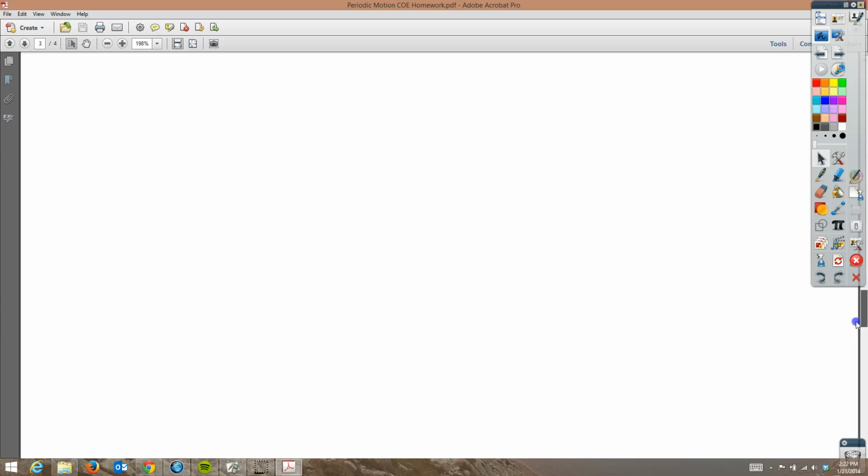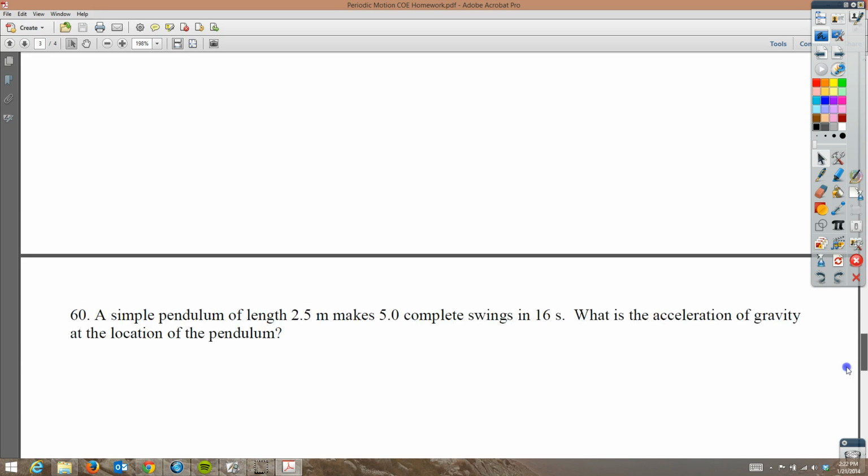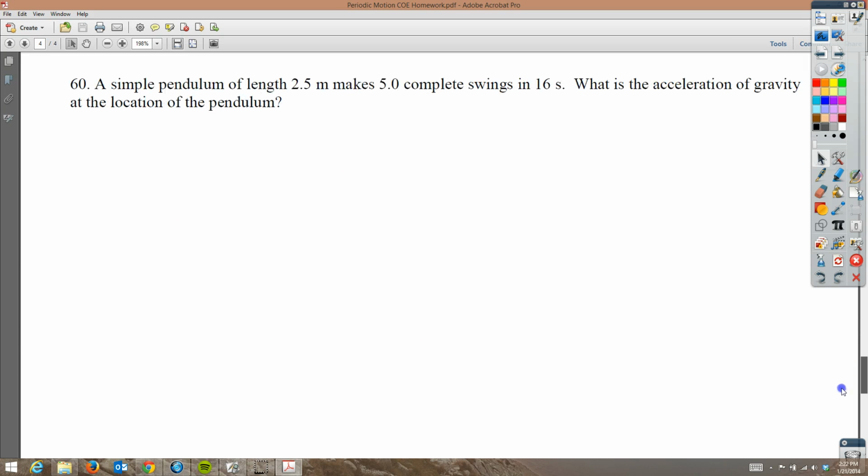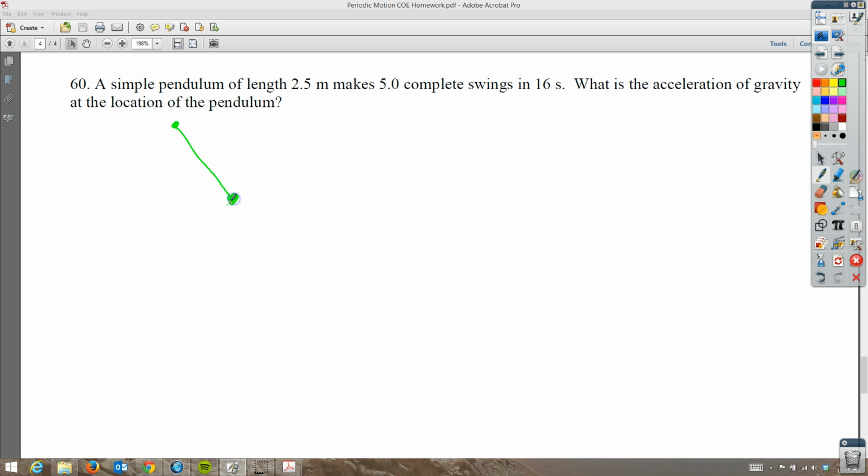Let's move on down and take a look at the next one, which is number 60. It says a simple pendulum of length 2.5 meters makes 5 complete swings in 16 seconds. Remember, a swing for a pendulum would be you start the pendulum here. It's going to swing all the way over, and then it's got to come all the way back. And so that would be equal to 1 complete swing.